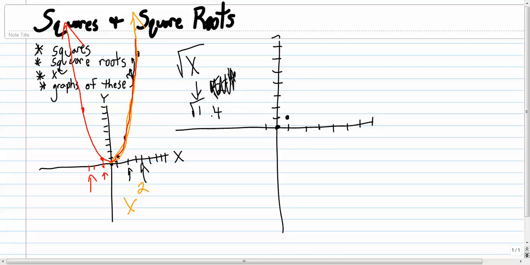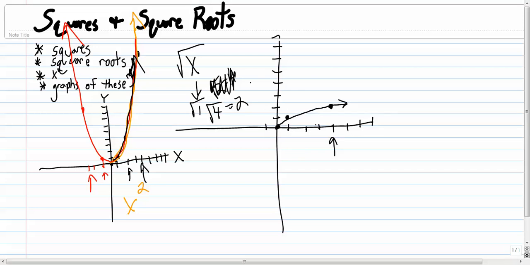Let's stick with easy numbers. Let's go 4 for x. If we put in 4 for x, 1, 2, 3, 4, we get this. And the square root of 4 is 2. So we're going to have a dot in this neighborhood. So whereas this graph went over and up really fast, this one goes up and over. Oh, I missed that dot completely. This one goes up and over really fast.